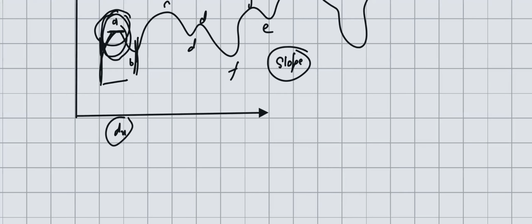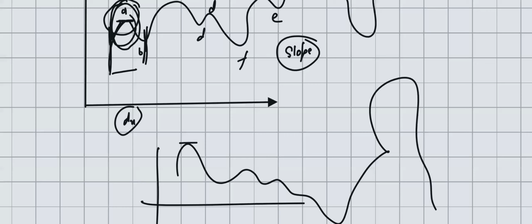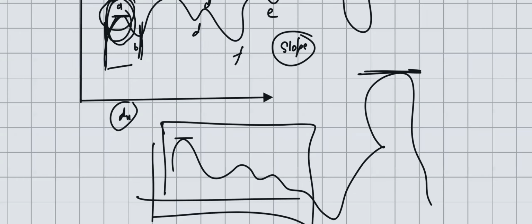For example, I can have another curve where this is a local maxima even for this whole region, but this is the main maxima. Understood? This is called a maxima or maximum value. This is called a local maximum, or you can add global also, that is a global maximum.